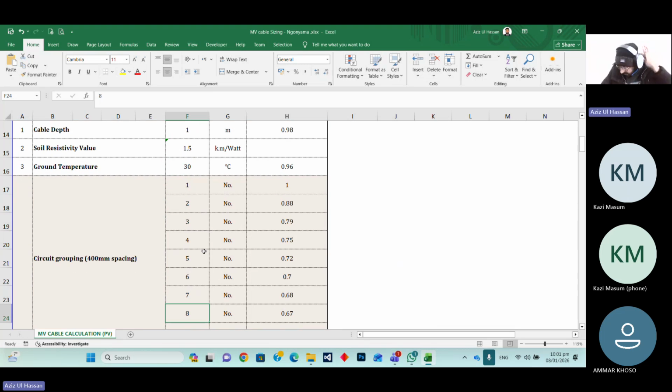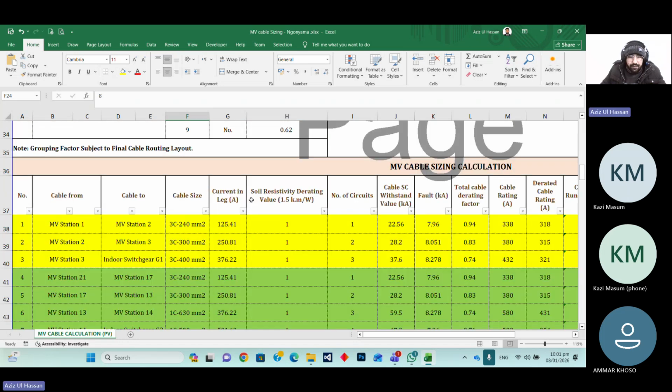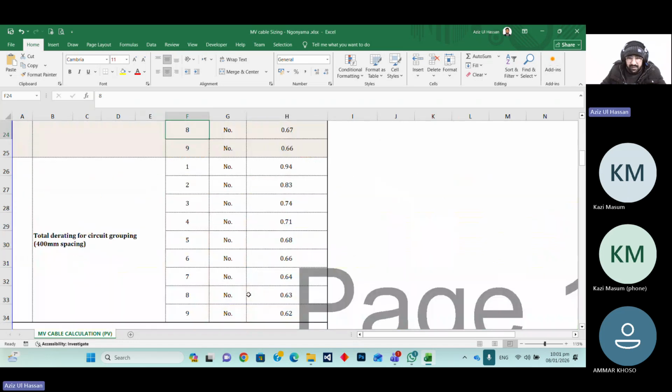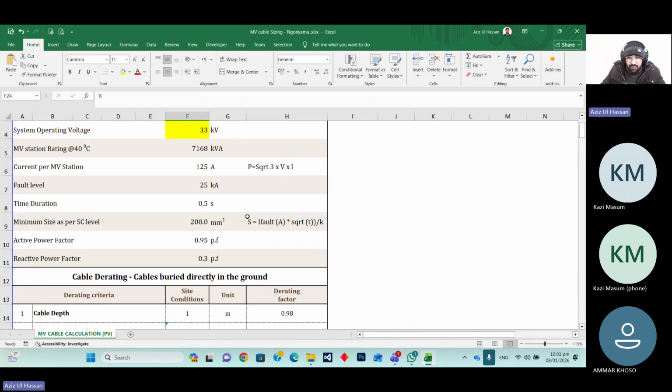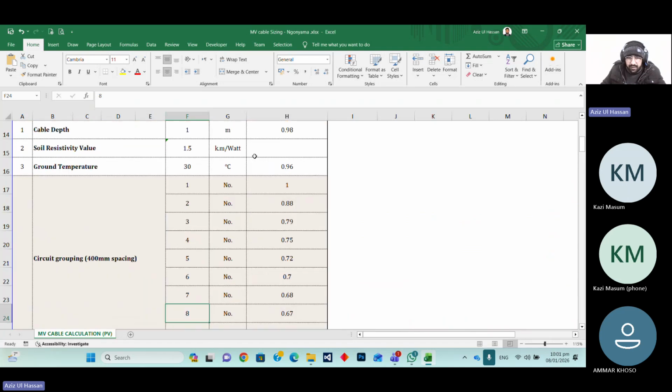But for the MV, we have to use the IEC standard or vendor data. So we have to use the vendor data or the same one, the IEC standard. And then this is the total derating factors which are as per this grouping factors, because we have the above factors and then we have decided these factors on that basis.